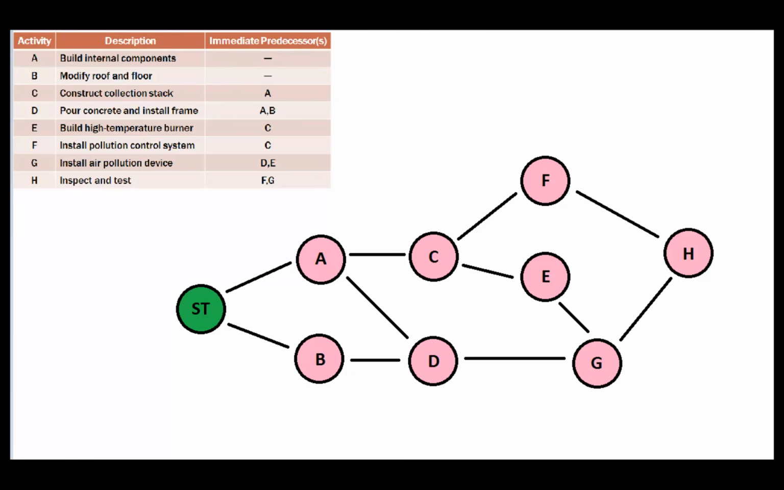Now if we go down to G, look at its connections. G can only occur once D is complete and E is complete. So both of those nodes have to be complete before G can occur. And then finally, our final node, H, can only begin once F and G are done. So each path leading to a node is its dependence. And you just have to follow along the path to figure out where you can go depending on what has been completed before it. Okay, so let's go back to our presentation.